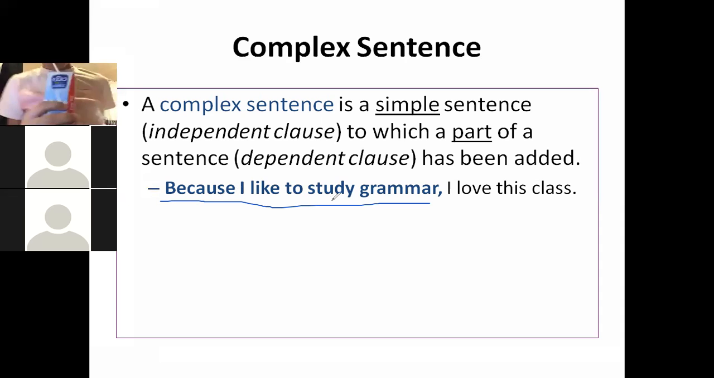So, because I like to study grammar, cannot stand alone. So, the dependent sentence is like the baby. It cannot stand alone. The complex sentence has two clauses. One of them is dependent clause and one of them is independent clause. The dependent clause cannot stand alone.